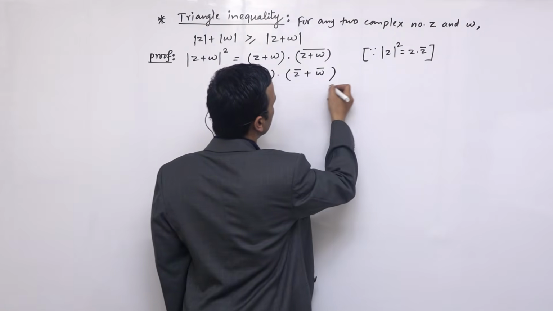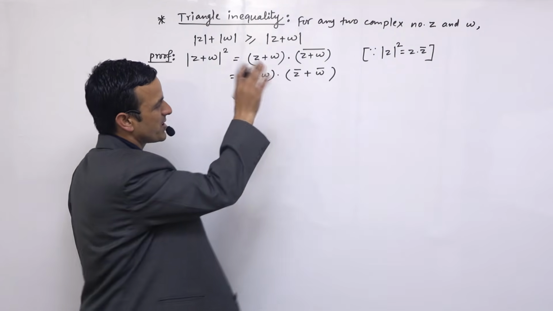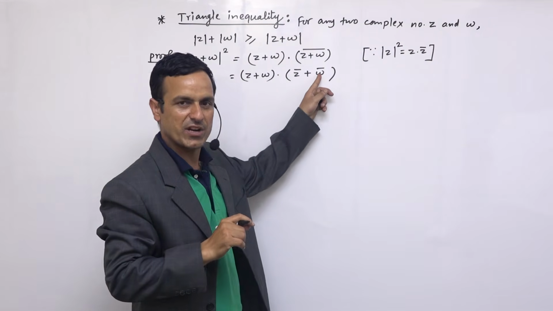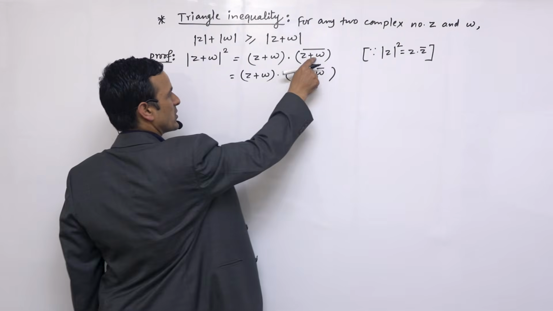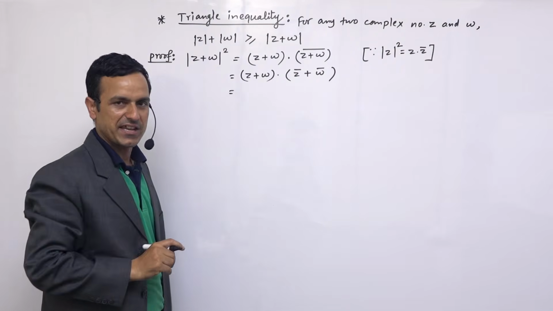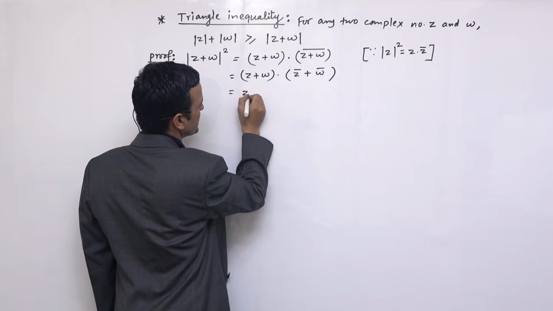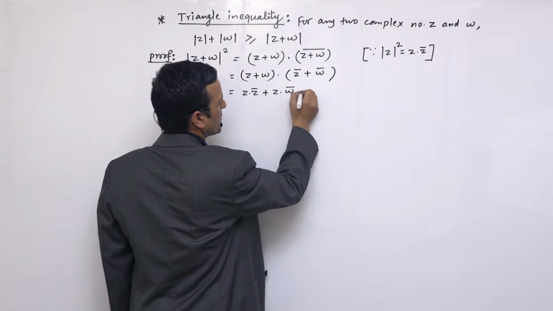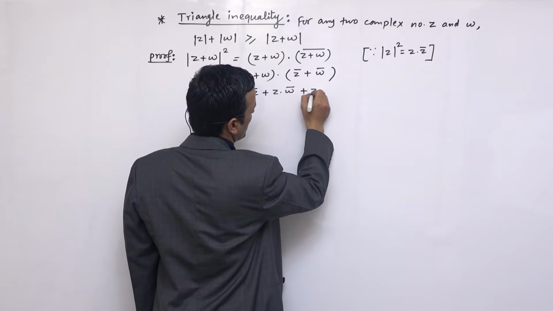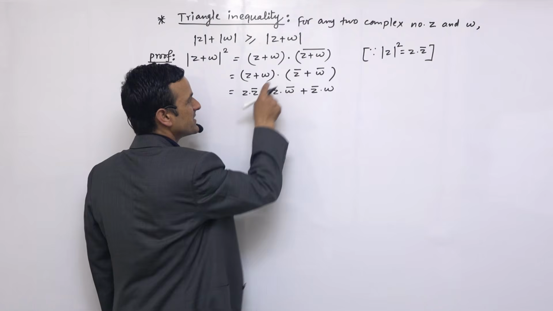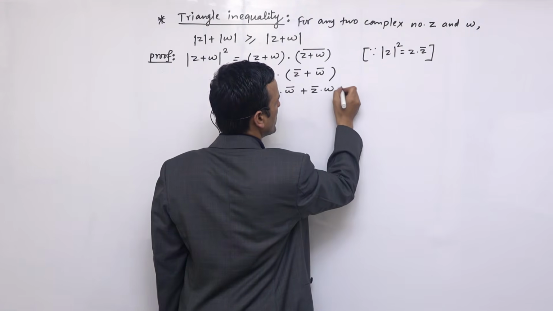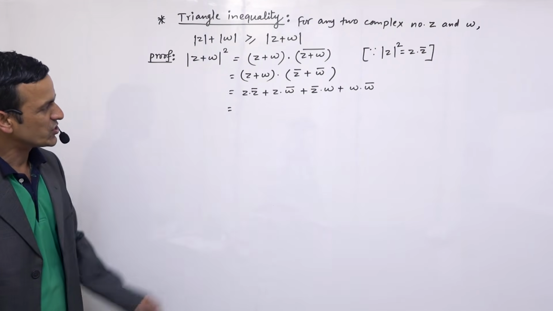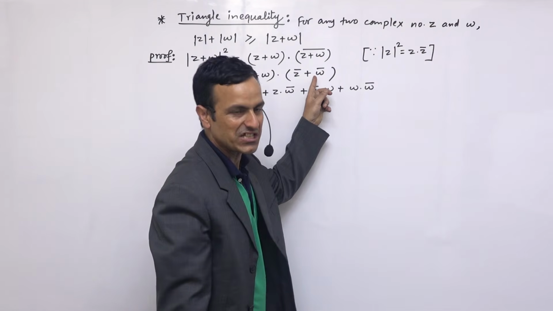This is also a formula. We have already done in the properties that the conjugate of a sum is the sum of the individual complex numbers' conjugates. Now we can multiply here: z into z bar means this one, z into w bar means this one, plus w into z bar or z bar into w, same thing, and w into w bar means w into w bar.